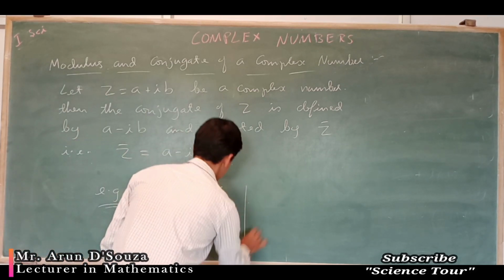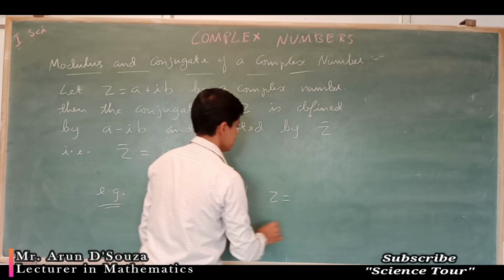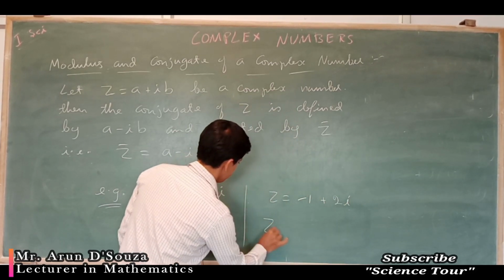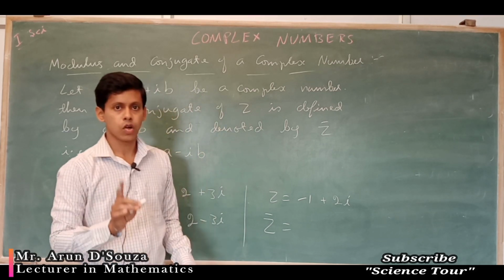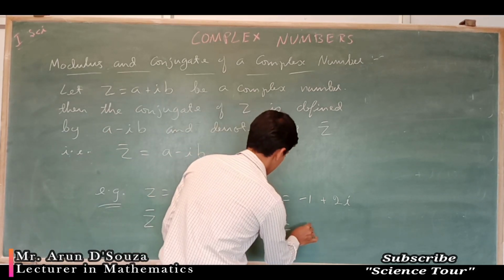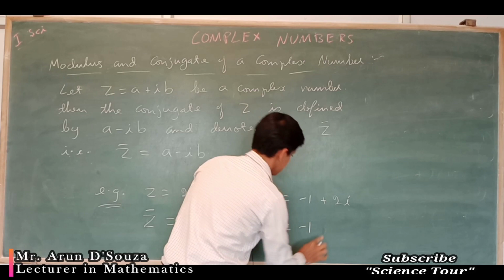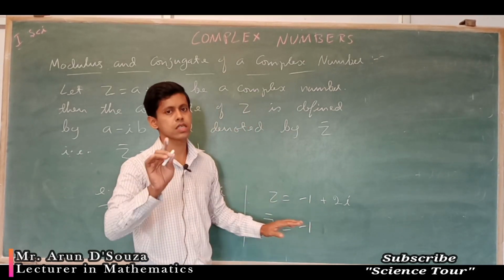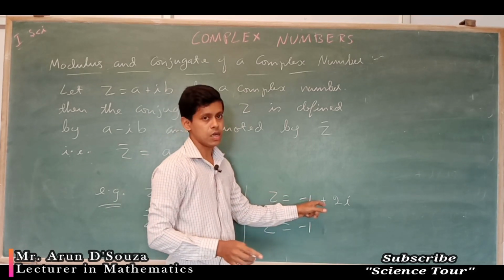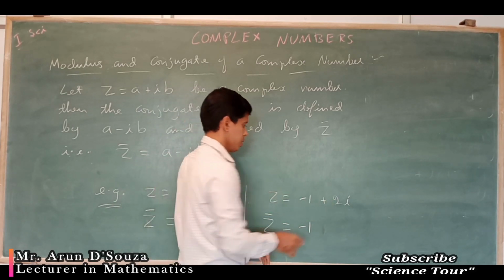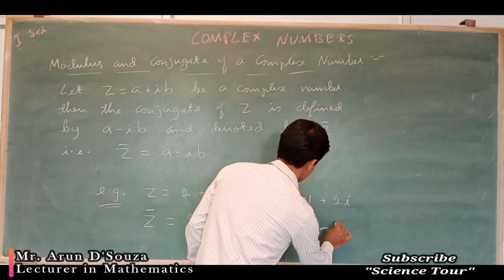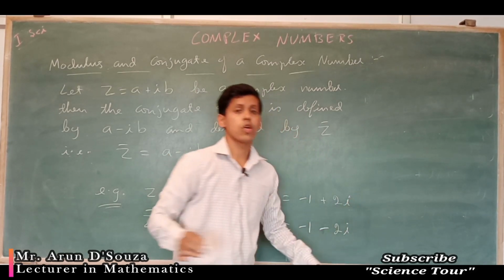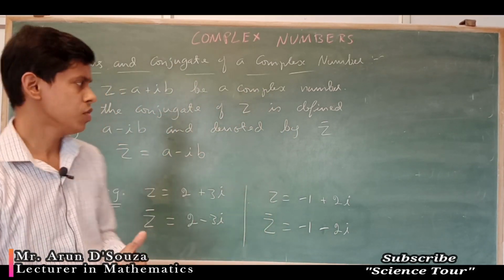If we take one more example, if z is equal to minus 1 plus 2i, then what is the conjugate? The conjugate is minus 1 minus 2i. So the real part remains the same, it does not change. The imaginary part's sign changes. So plus becomes minus here, and that's how we can write the conjugate of the complex number.